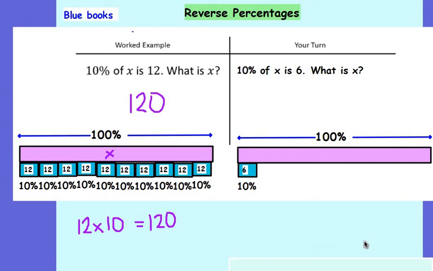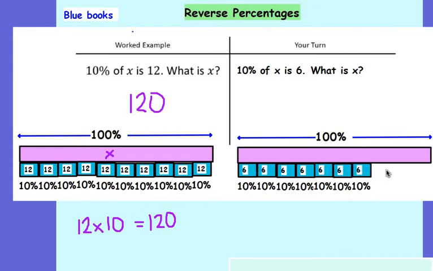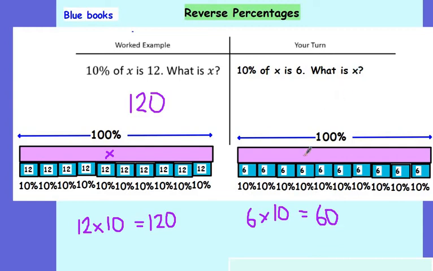Right, let's talk it through. So this time I've been told that 10% of X is 6. Again, we know we need 10 lots of that 10% to give us what X is. So I've got 6 multiplied by 10, which gives me 60. So I know my original number X, in this case, was 60.